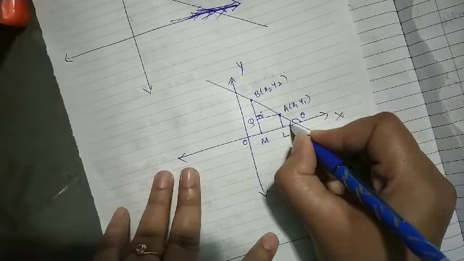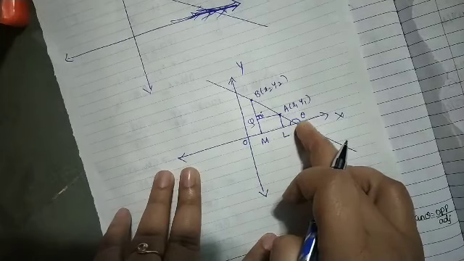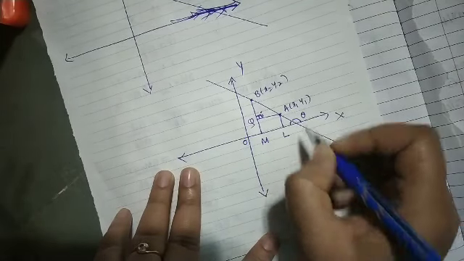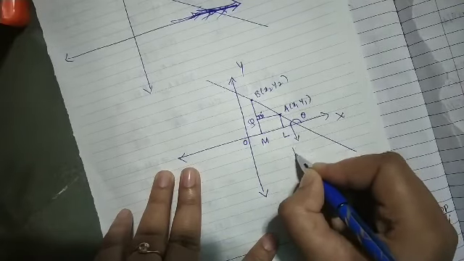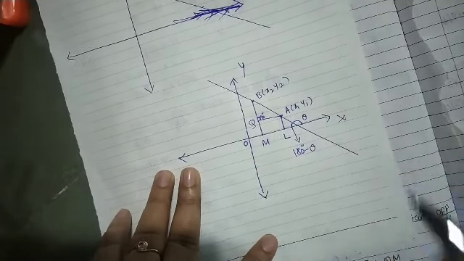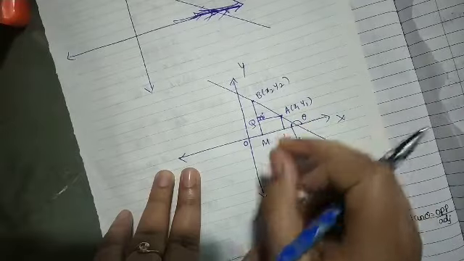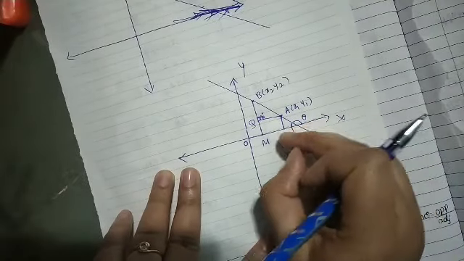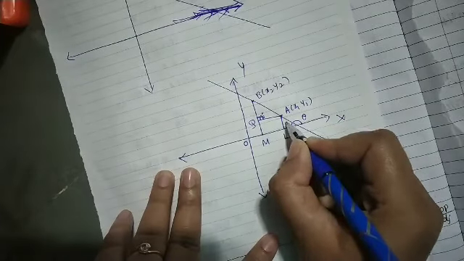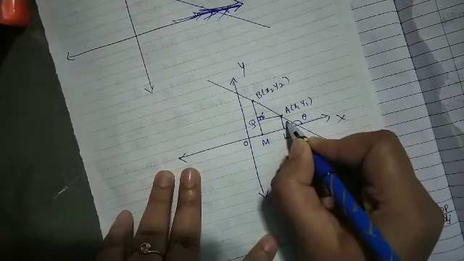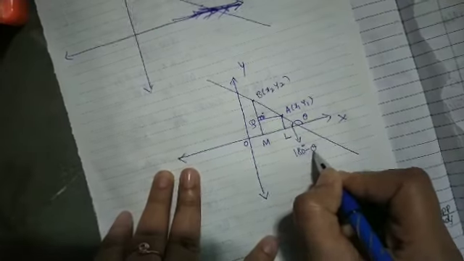If this angle is theta, what about this angle? This angle is 180 degree minus theta. The sum of these two angles is 180. Therefore, if you subtract theta from 180, that is the angle. So this angle is 180 degree minus theta.